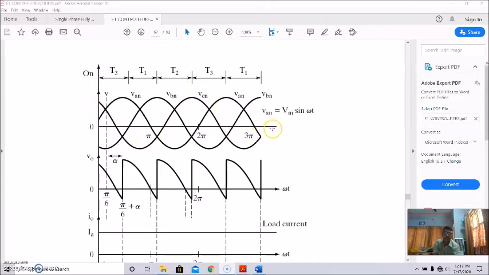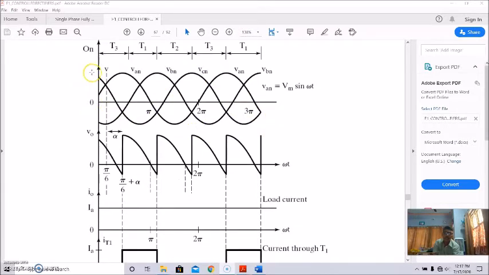Okay, so that's all, and these are the different sequential turn on and turn off methods of the different thyristors. So thyristor 1 is for the A phase, thyristor 2 for the B phase, and thyristor 3 for the C phase. Thyristor 1 is conducting from pi by 6 plus alpha up to this point. This is the output voltage, and this is the load current.